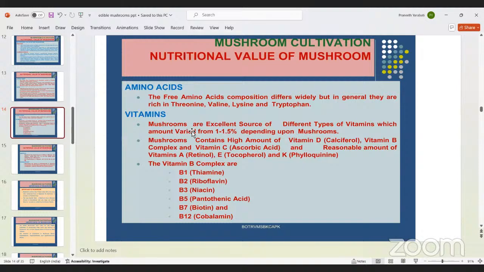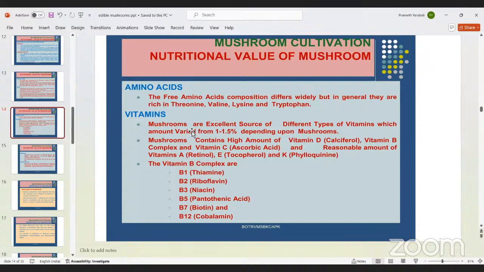Mainly there are different types of vitamins, like vitamin at 1 to 1.5% depending upon the mushroom. Mushrooms mainly contain a high amount of vitamin D and B complex vitamins, vitamin C, vitamin A, and E, K. So these are all present in the mushroom.